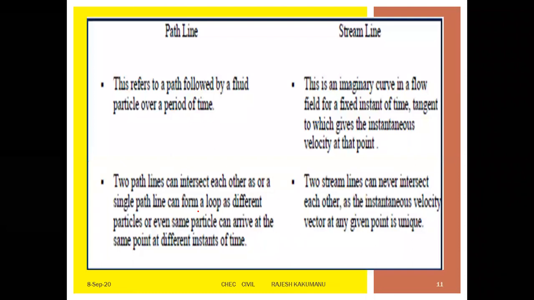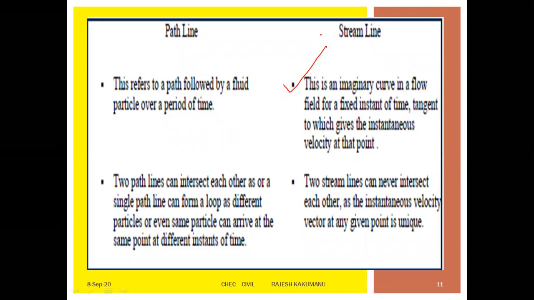Next, what is the difference between a path line and a streamline? The path line refers to the path followed by a fluid particle over a period of time. So at a given time, how the fluid particle flows, that is a path line. The streamline is an imaginary curve in a flow field for a fixed time, the tangent to which gives the instantaneous velocity at a point. That is a streamline.